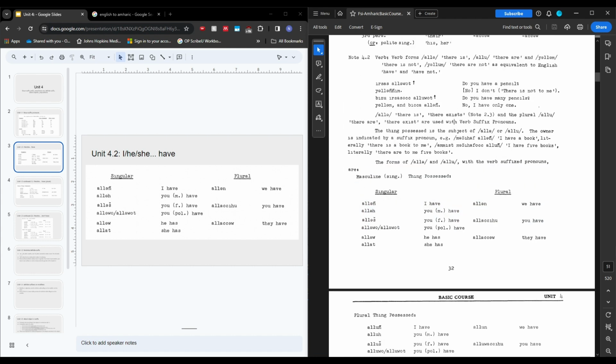This is trying to say that there are verb suffix pronouns attached to the ends of the words, and that changes their meanings from alle, which is there is, to, if you add this verb suffix pronoun, I have. Alle means that you have. Alish means you female have. Allo, which I think is pronounced this way, means he has. Alat, she has. Alin, we have. Alachuhu, you all have. This is supposed to be plural. And then alacho, they have.